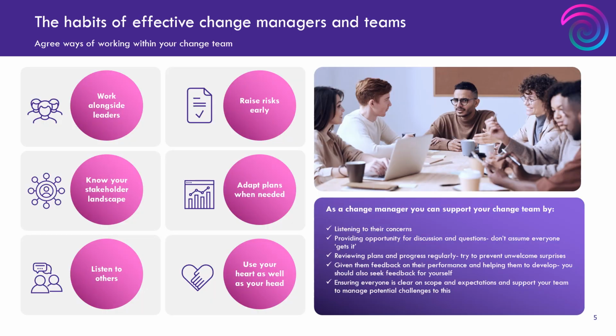And here this just gives you a sense of, once you've got your change team all set up and resourced and structured, what are the things that you want to be doing to ensure you're all operating really effectively? So some of the key things here that really high performing change teams will be focused on: really working alongside leaders to make sure they're fully on board with what's going on and role modeling the changes that you need to see, understanding the stakeholder landscape.